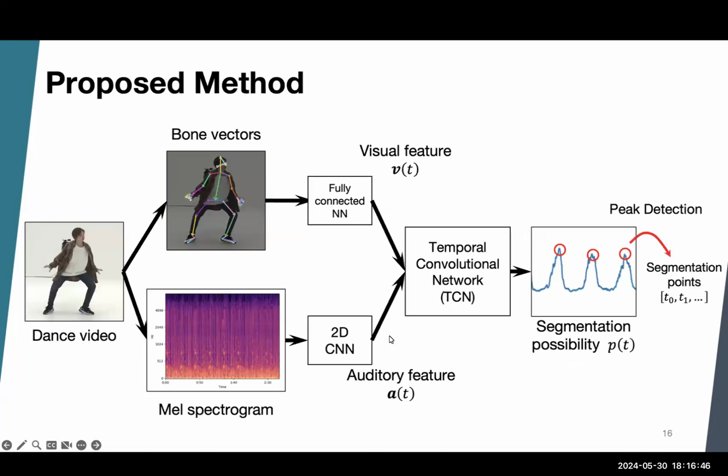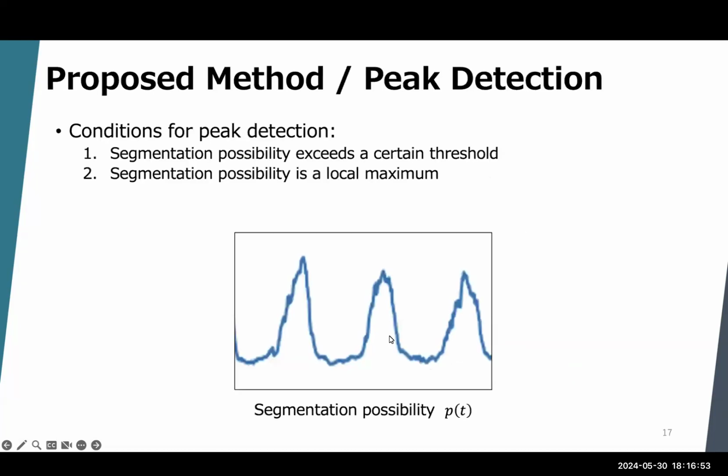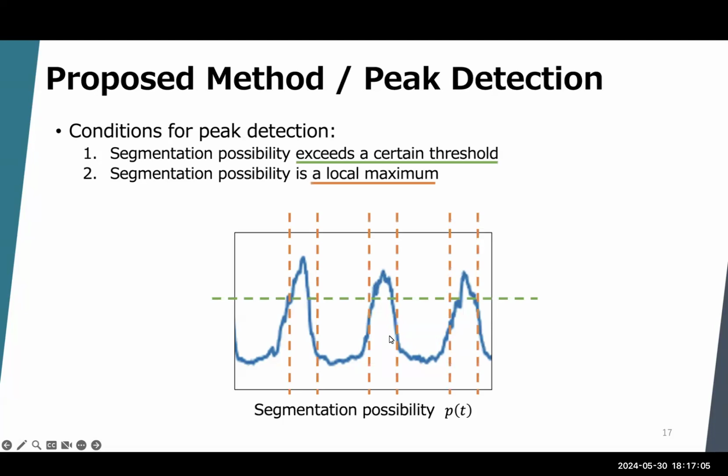Finally, we detect the peaks of this segmentation probability to determine the segmentation points. The conditions for peak detection are that the value of the segmentation probability exceeds a certain threshold and is a local maximum. For example, if the threshold is set to this value and the local window size to this size, we can detect 3 peaks from this figure. This concludes the detailed explanation of the proposed method.